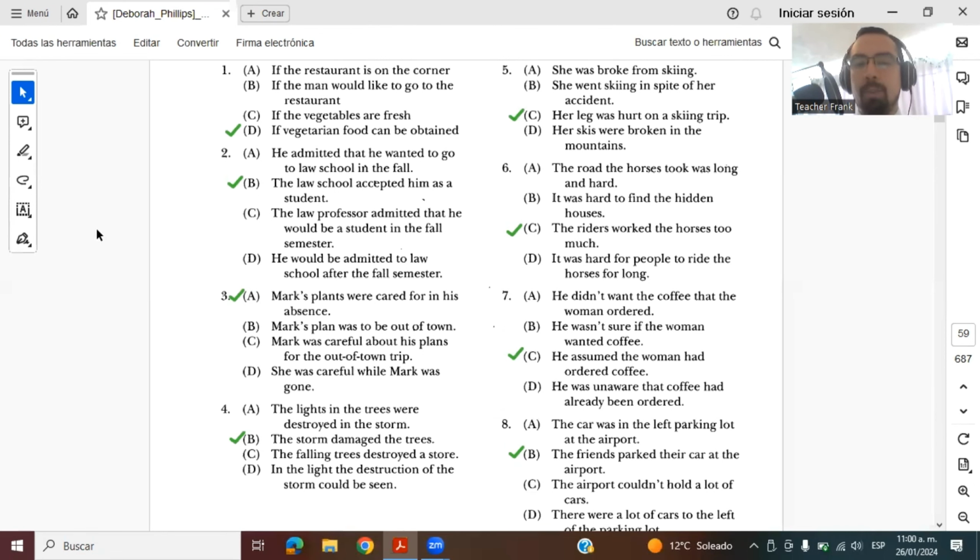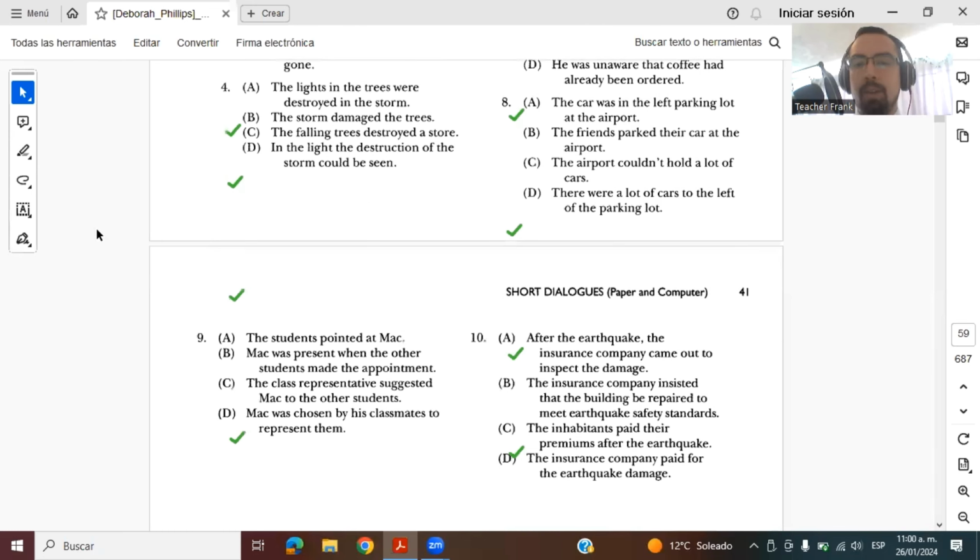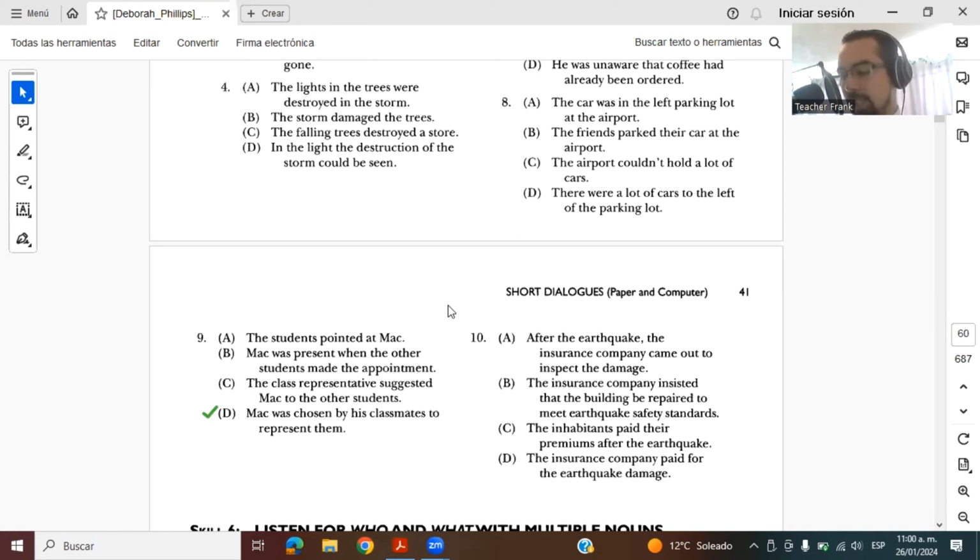Now let's check number 9 and 10, and then we'll finish for this lesson. Okay, number 9 is D. Matt was chosen by his classmates to represent them, sorry. And number 10 is D. The insurance company paid for the earthquake damage.